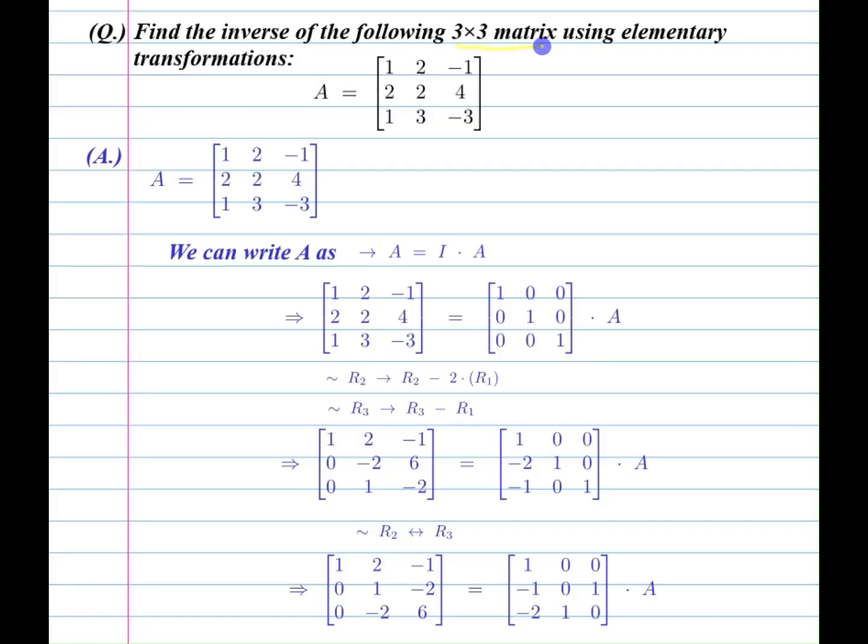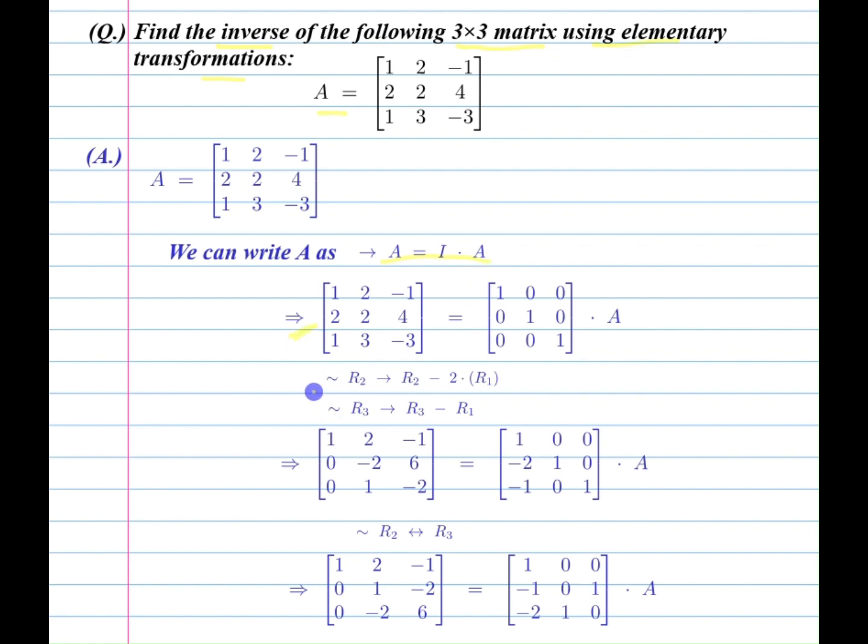A 3 by 3 matrix is given. A equals [1 2 -1; 2 2 4; 1 3 -3]. We have to find its inverse using elementary transformations. We can write A is equal to identity matrix I multiplied by A, like this.